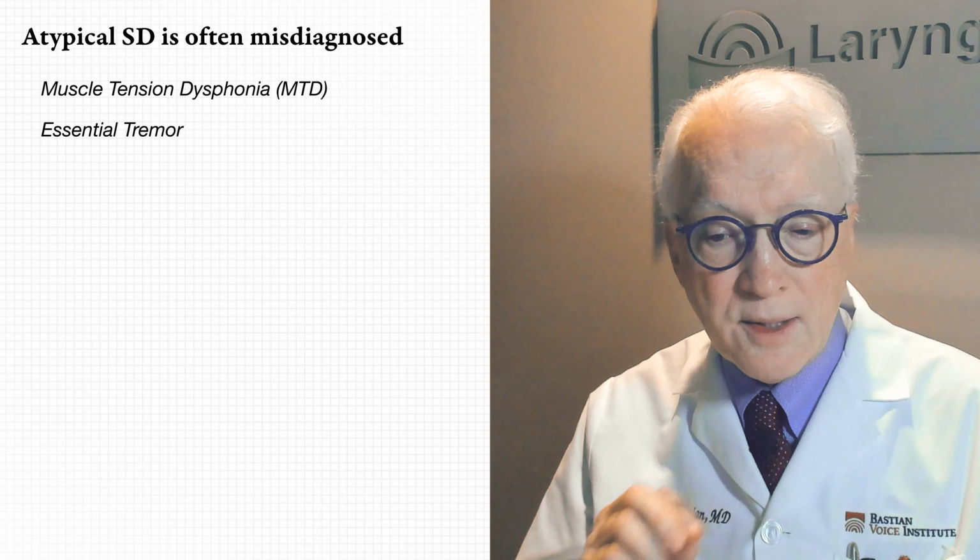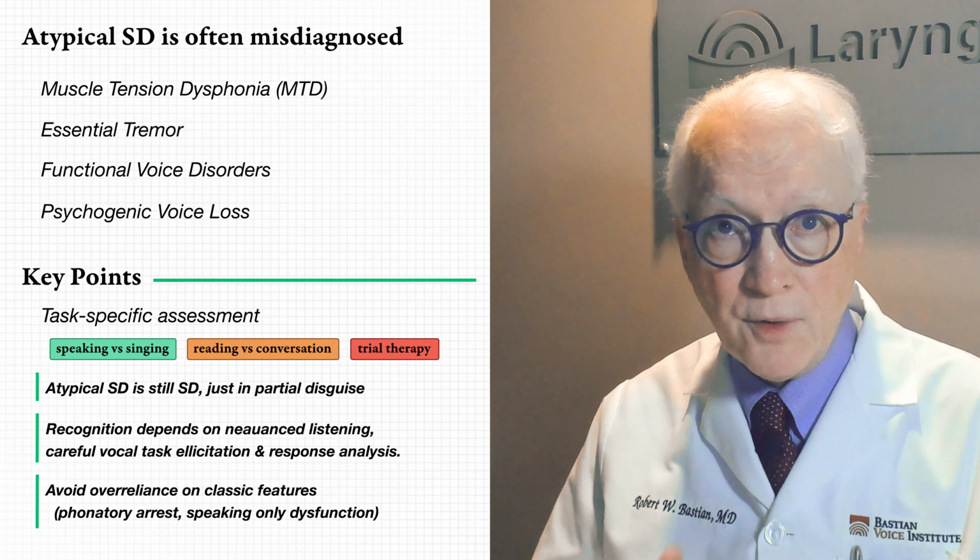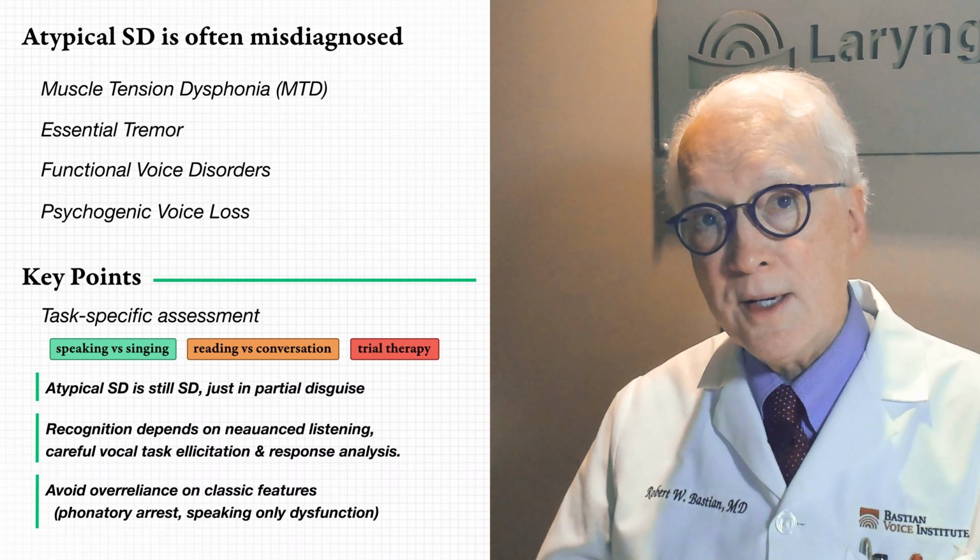The takeaway: atypical SD is still SD, just in partial disguise. And recognition depends on nuanced listening, careful vocal task elicitation and response analysis, and avoiding over-reliance on classic features like phonatory arrest or speaking-only dysfunction.